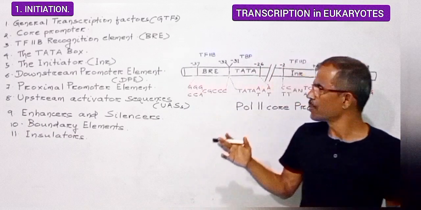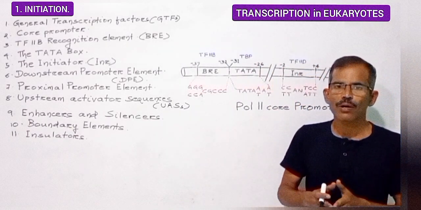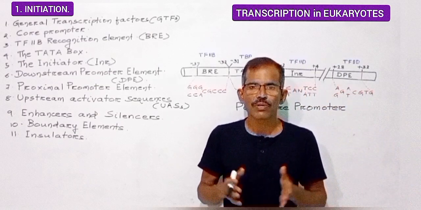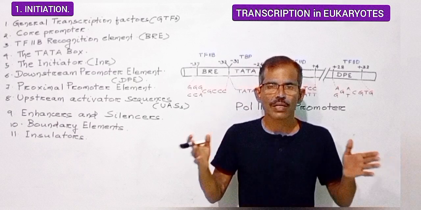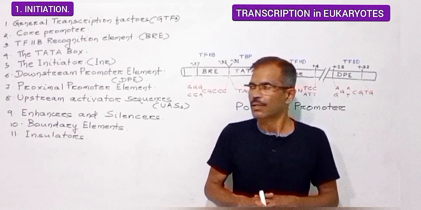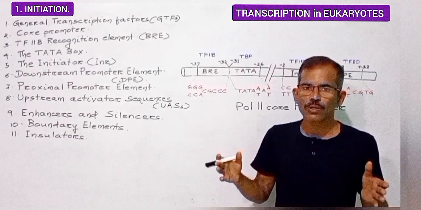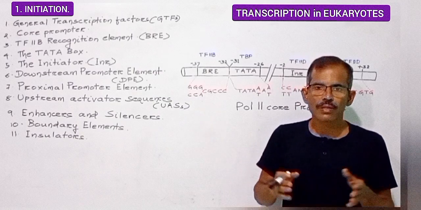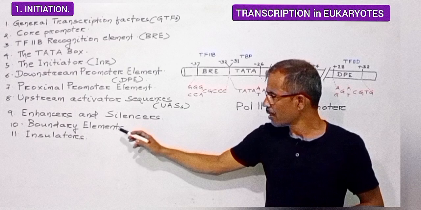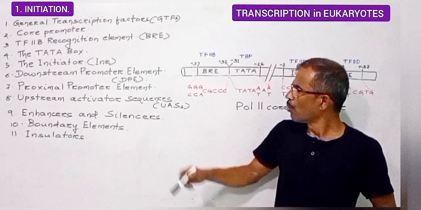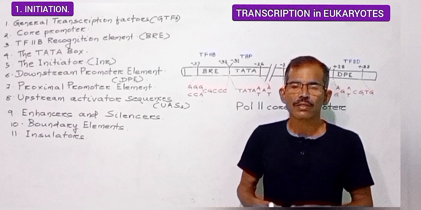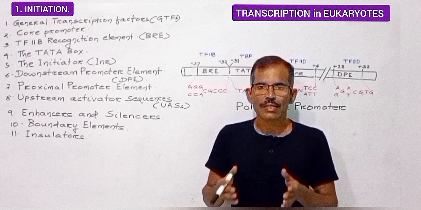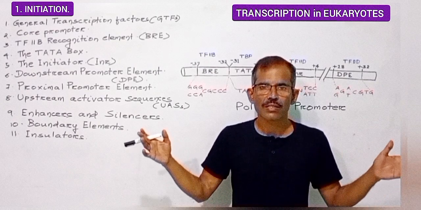Beyond and typically upstream of the core promoter, there are several other sequences which are necessary for initiation of transcription in vivo. These sequences together constitute the regulatory sequences that include the proximal promoter element, the upstream activator sequences, enhancers and silencers, boundary elements, and insulators. All these DNA elements bind regulatory proteins such as activators or repressors that help or prevent the initiation of transcription.